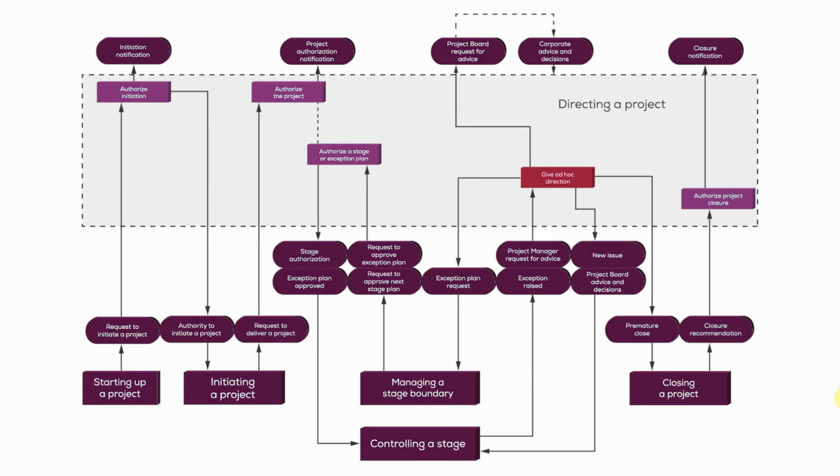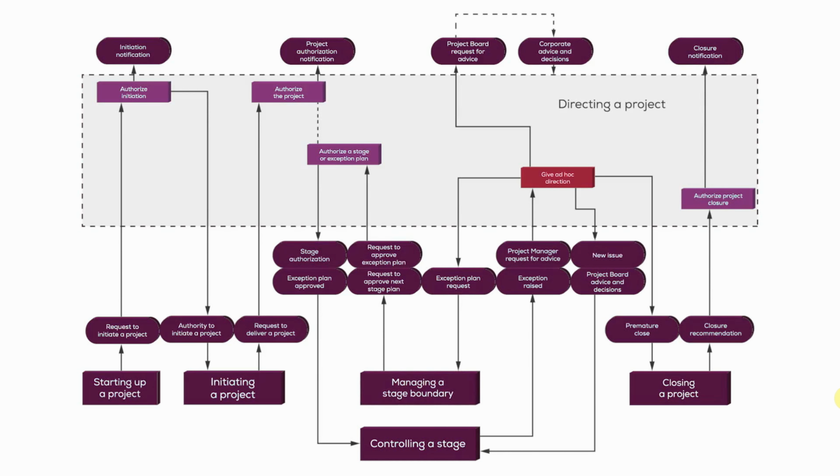And as part of give ad hoc direction, the project board can do a number of things. They can provide guidance to the project manager and feedback into the controlling a stage process. They could seek further advice from a higher level of management, and that would ultimately be a request for advice from corporate program management of the customer that would go up into that higher level of management. Or the project board could, as part of facilitating this management by exception process, request that the project manager produce an exception plan. So that would show you this exception plan request, which in turn would then trigger the managing a stage boundary process.